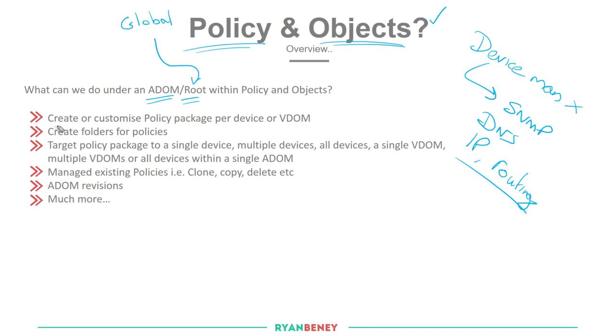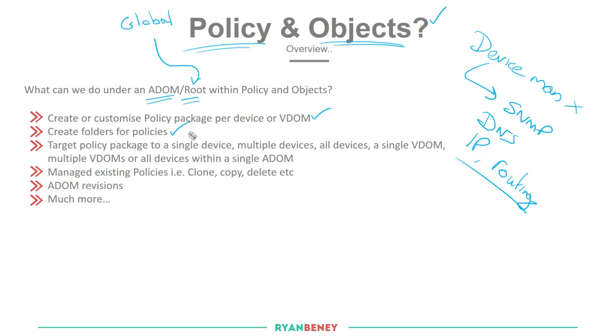We can also create or customize our policy packages per device or per VDOM. So we created a policy device just a moment ago. Well, once that policy package is being created, we can then import it into multiple devices. So we can have kind of a branch standard config, if you like. And as our FortiGates come online, we can install the same template or same policy package onto those devices.